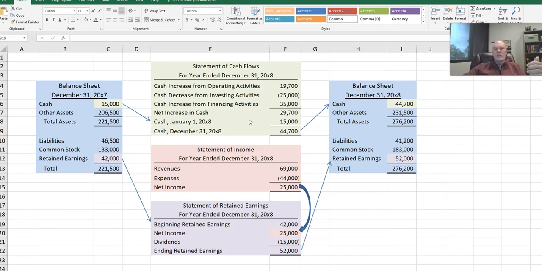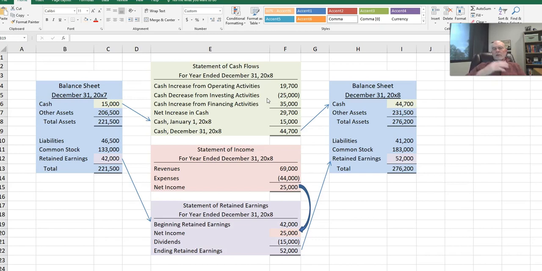Investing activities has to do with buying and selling long-term assets, things like land, equipment, buildings, furniture, but also long-term investments, where we are just keeping excess funds that we have. So buying and selling long-term investments would go under investing activities.